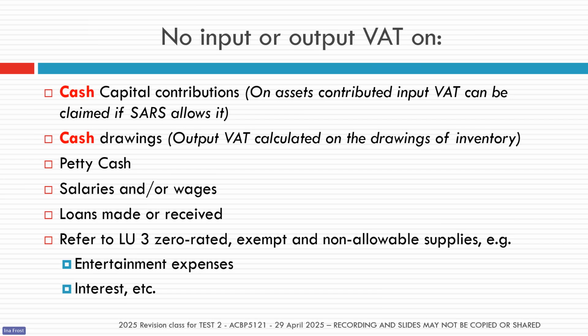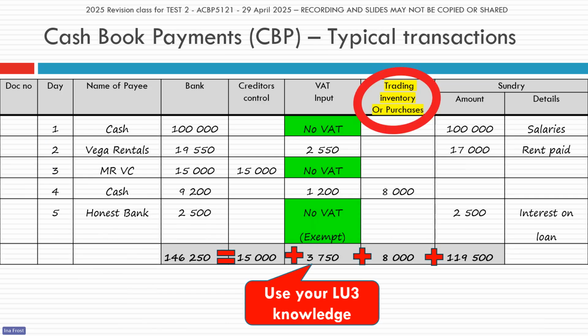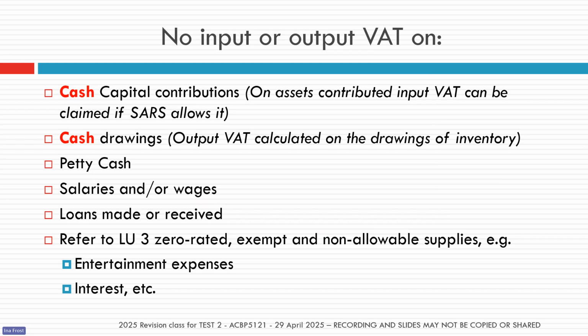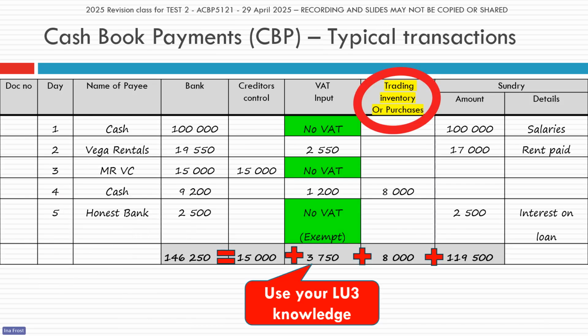Then I just wanted to show you this slide. Remember when we talked about this VAT column, we said you're going to check your transaction. Is the amount including VAT or excluding VAT? Is it exempt? Is it zero rated? Is it non-allowable? But there are also a couple of other transactions that do not have an input or output VAT implication. Things we think about here are cash capital contributions from owners, cash drawings, petty cash, salaries and wages, loans either made or received, and then of course your typical learning unit 3 zero rated, exempt and non-allowable items.